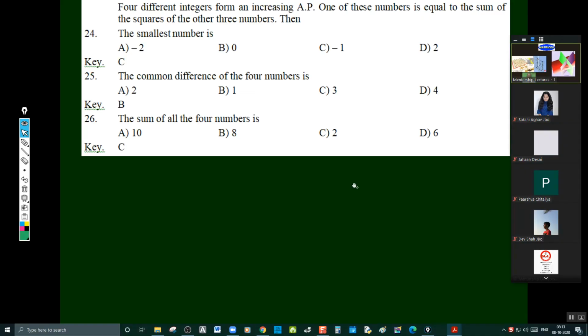After completing these two problems, there are two passages left over. After finishing this, we'll move on to matrices and determinants. Just go through that, please, all of you.